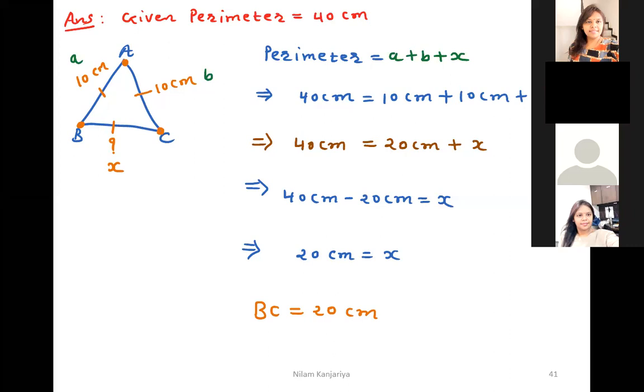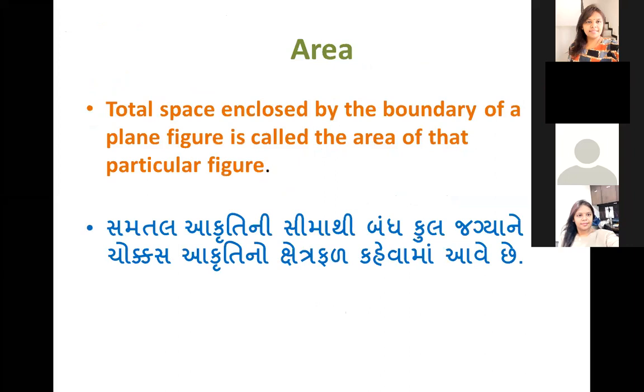So these are some examples which depend on the perimeter. Here the perimeter topic is finished. We move on to the next topic. It's area. So the area is the space which is always found for a closed figure.